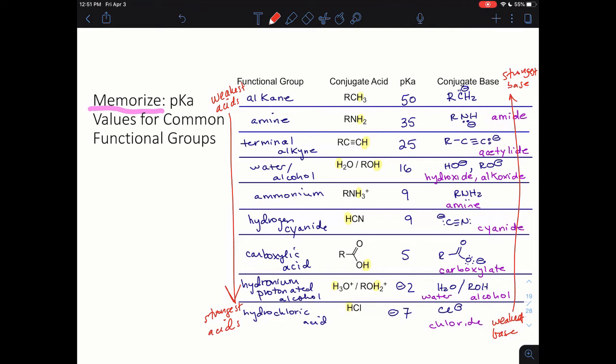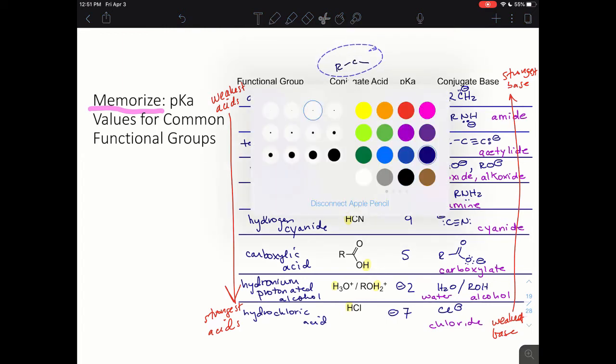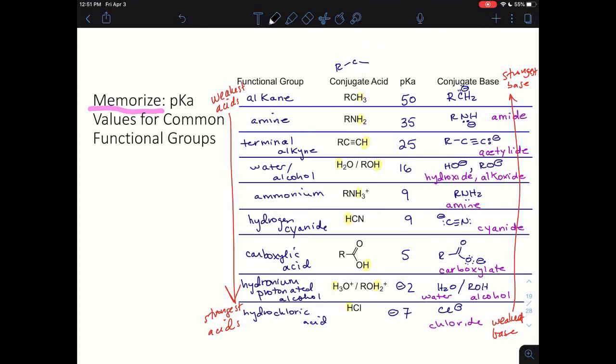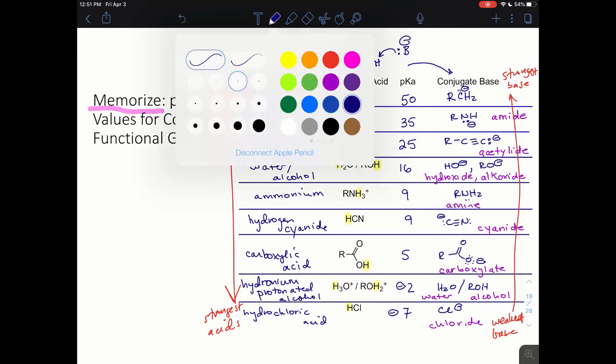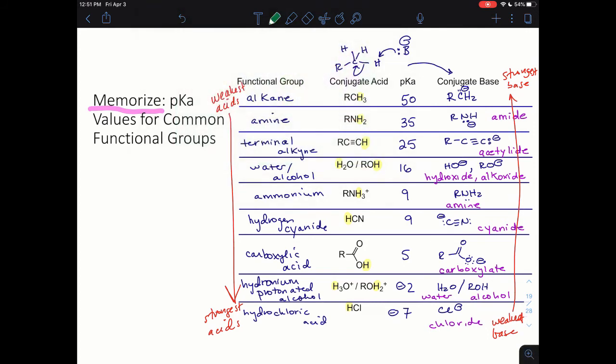You should be able to draw the curved arrow mechanisms for the formation of all of these conjugate bases from the acids. So I'll give you an example with the alkane here. So here's the alkane. We would imagine some strong base deprotonating, and that would give us the conjugate base shown. Now there's a few more functional groups that we can add to this chart that are pretty useful to know. So I'm going to go ahead and do that right now.